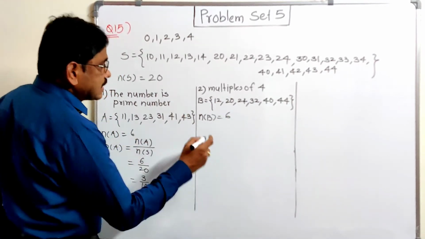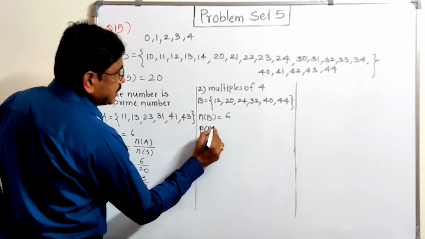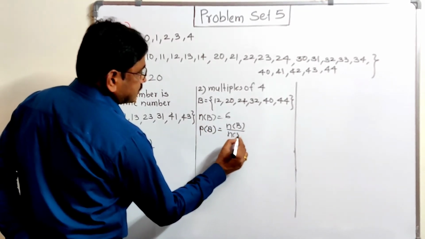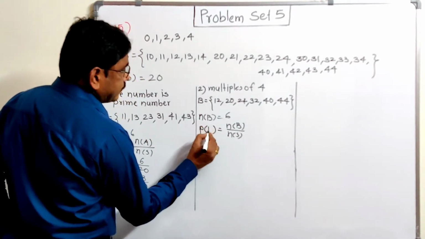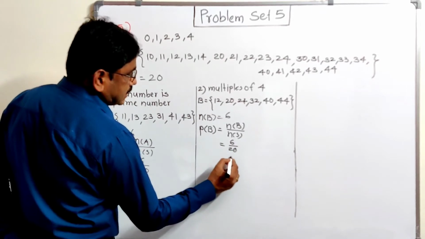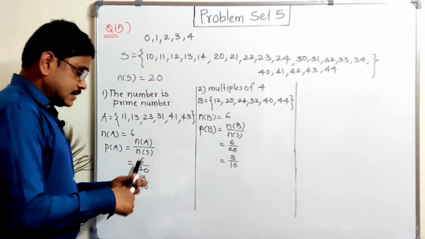Therefore probability that the number is multiple of 4, probability means PB is equal to NB divided by NS. Here B is equal to 6 by 20. Again 2 से डिवाइड कर देते हैं, 3 by 10. So again we get the probability is 3 by 10.